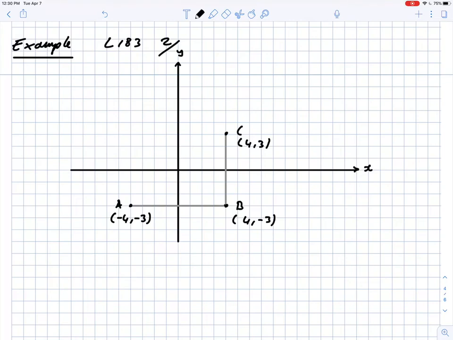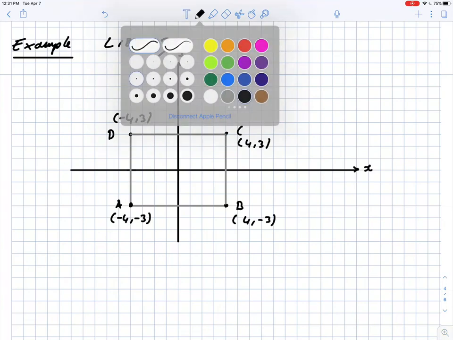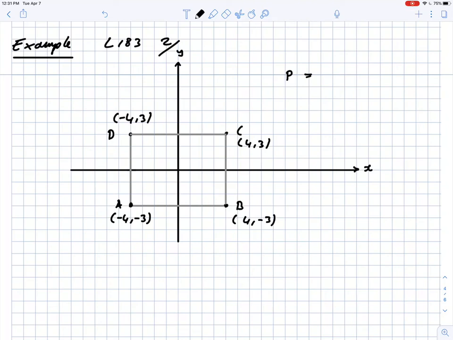Finally, D is the reflection of A with respect to the x-axis. So we'll go up to here. So this is D, and this is the position (-4, 3). So we're thinking about this shape. Now it's extremely simple to do this, relatively speaking, because for the perimeter we can just add everything up. So it's 8, 8, 6, 6. It's 6 plus 6 plus 8 plus 8. I think that's correct. That turns out to be 28 units.